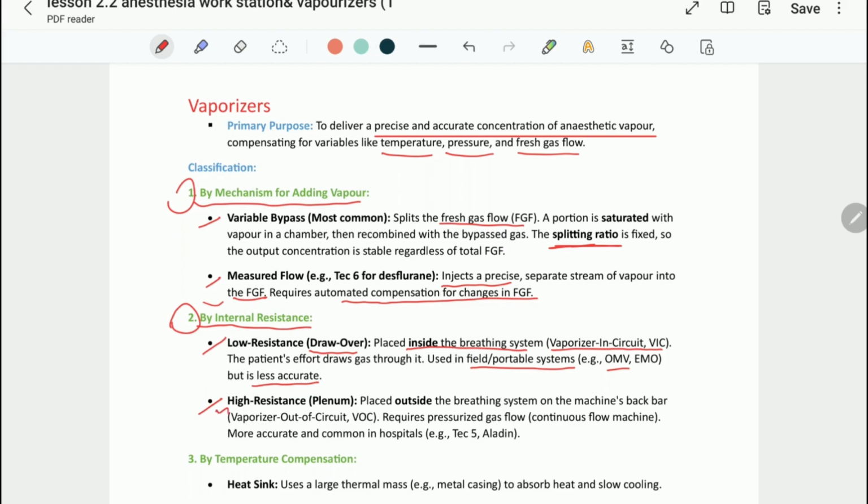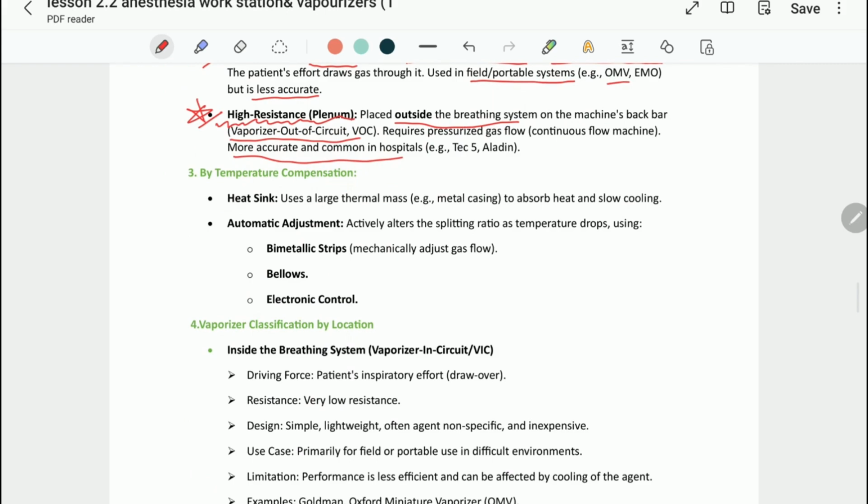The most commonly used are high resistance plenum vaporizers. The Tech 5 and Tech 7, which we use in the modern anesthesia machine, are high resistance plenum vaporizers. They are placed outside the breathing system on the machine's back bar, and they are also called vaporizer out of circuit or VOC. They require pressurized gas flow, a continuous flow machine, and they are more accurate and common in hospitals, like the Tech 5 and Aladdin cassette.